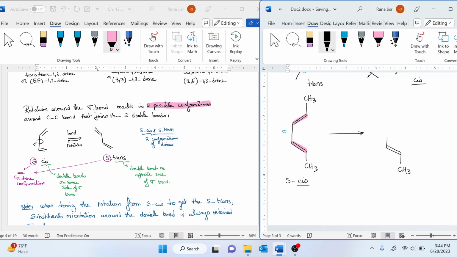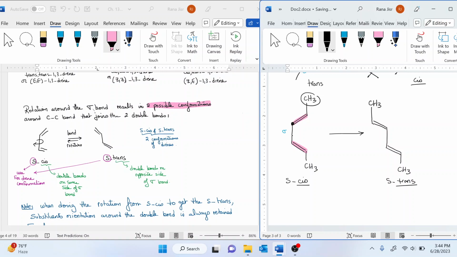We're going to draw the sigma bond in there. And now this carbon, I'm going to go ahead and rotate so that it's going to be s-trans in there. But the CH3, since this double bond had trans substituents, the substituents need to remain trans, so this CH3 needs to be over here. And this is now called an s-trans conformation.